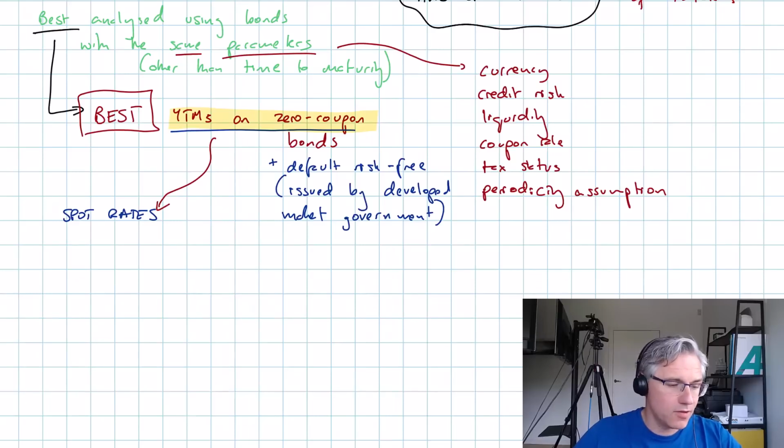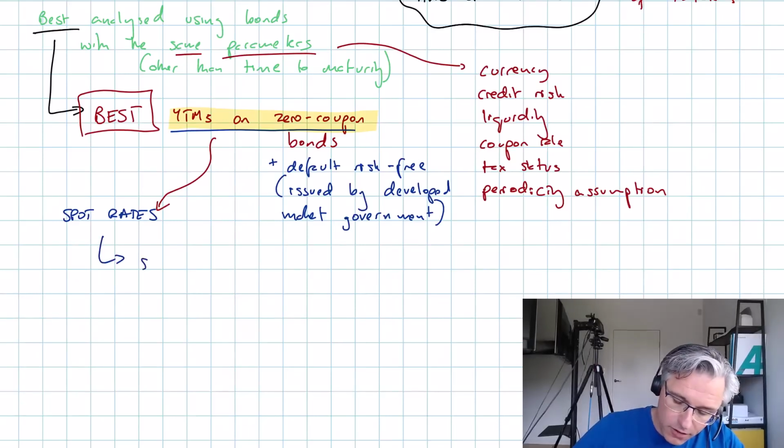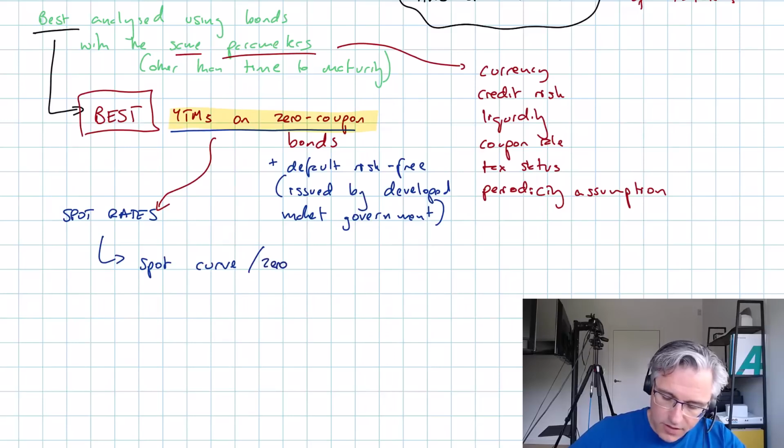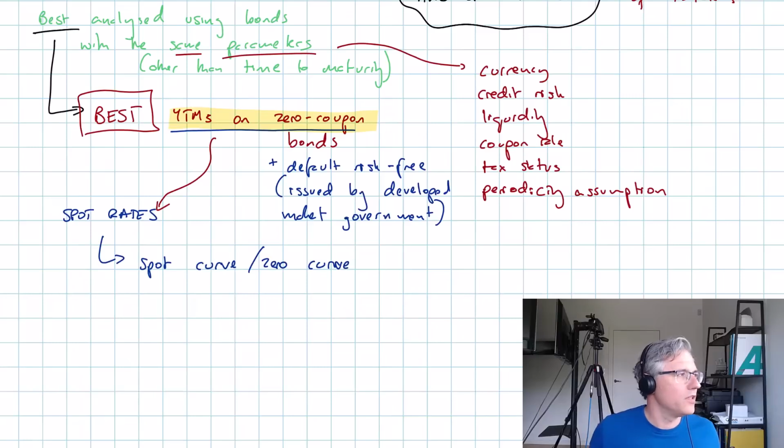So you've got a series of these zero coupon YTMs, a series of spot rates, and you can build what's known as a spot curve, which is a graphical representation of the whole set of numbers. Spot curve, also known as a zero curve. It may also be known as a strip curve, because you can also construct these curves using YTMs on elements of stripped bonds, which I talked about in a previous lesson.